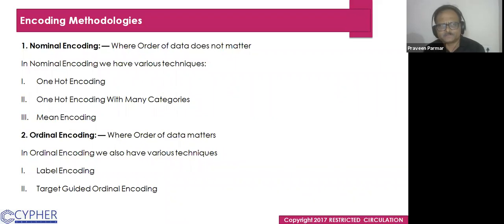This is the order. So here nominal encoding means where order of data does not matter, like the treatment column, the placebo or the treated. In nominal encoding, we have various techniques: one hot encoding with many categories, and mean encoding. We will understand this later on. And ordinal encoding, where we have like none, some, and marked, where the order of the data matters.